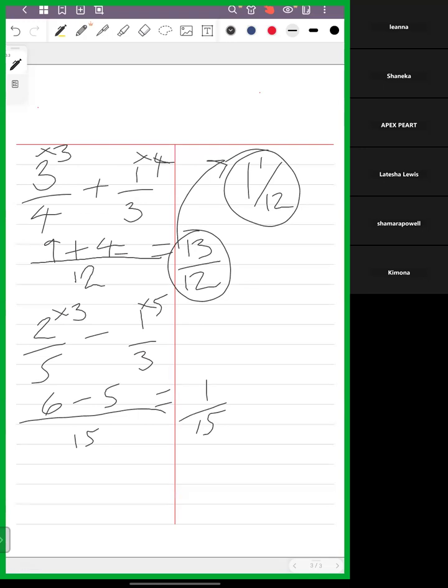Now, unlike the first example, where we had to write our answer in a mixed number form, 1/15 is in its proper state. So because 15 cannot go into 1, we're just going to leave the answer as 1/15, because that is already in its lowest form. All right?